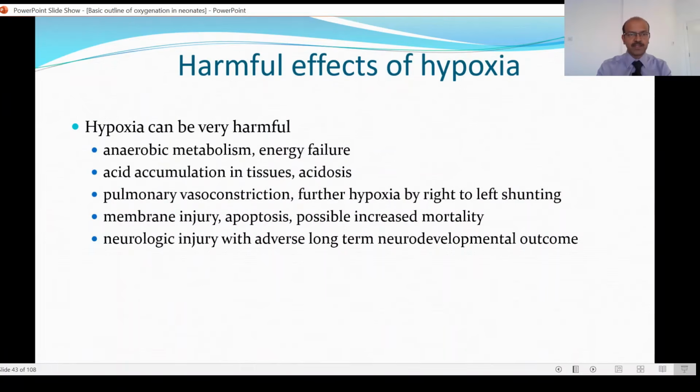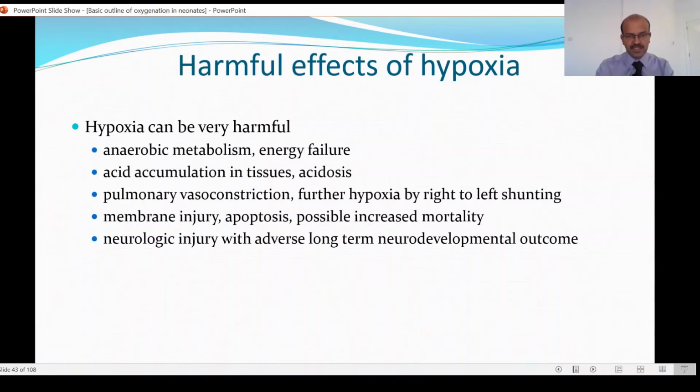Hypoxia can be harmful in terms of switching to anaerobic metabolism, which is quite an energy inefficient way. So we have energy failure. Details of this are available in the first video on oxygen as well. Acid accumulation in the tissues results from anaerobic metabolism, and so metabolic acidosis happens. When the acidosis worsens, it affects the myocardial functioning, and it can lead to further hypotension and shock.